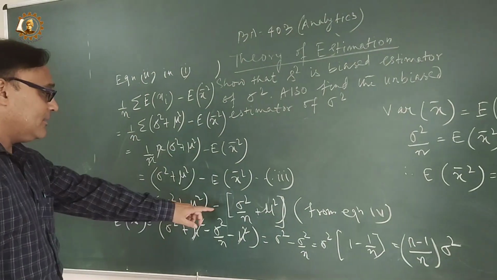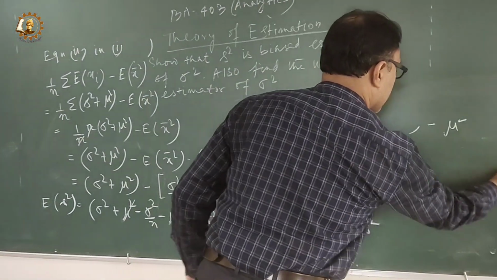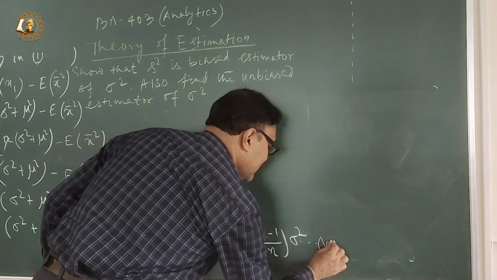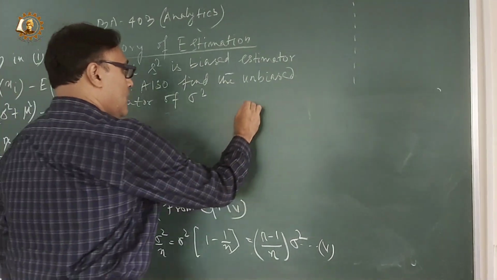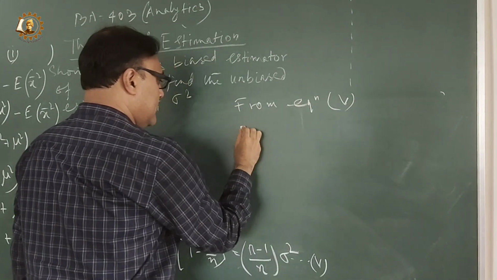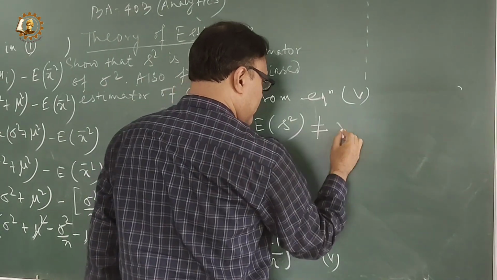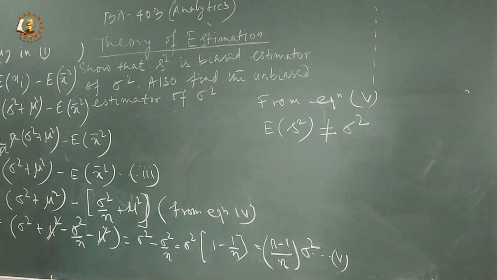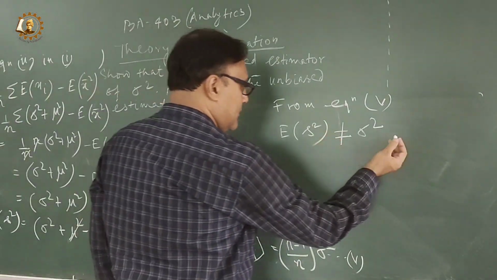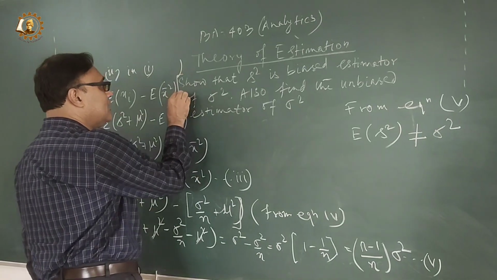So we can say that E of s square is not equal to sigma square. If we label it as equation 5, then from equation 5, E of s square is not equal to sigma square. Why? Because E of s square is n minus 1 by n into sigma square. So the first part is proved.